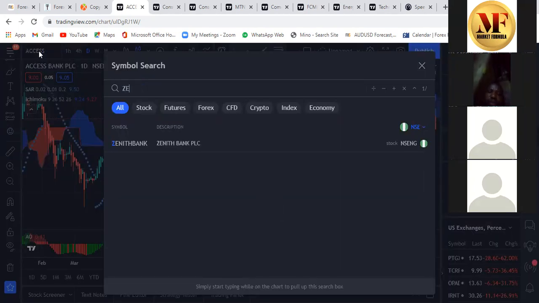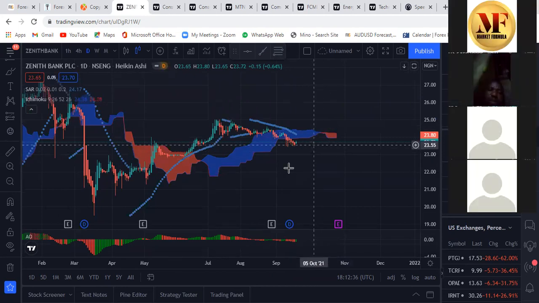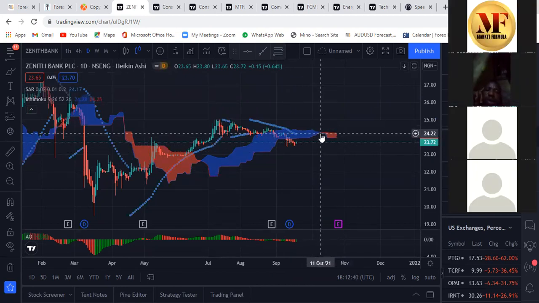Let's look at Zenith Bank. So looking at Zenith Bank, price is already below the cloud. But looking at the future, from here, it's telling me that we are already in a downtrend. This is around October 25th. So from October 11th, it's telling me that we should expect a downtrend. It's like a leading indicator. It tells you before it happens. So using this as a leading indicator, I know we are already in a downtrend.